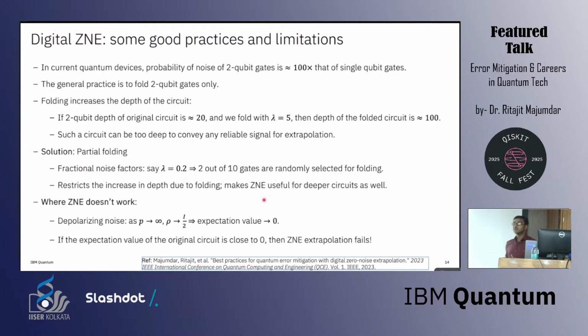Can you do some purification measurement to build up from rho equal to identity by 2 to somewhere? Yeah, so that kind of thing can be done here. Not that I can think of at this point. In practice, perhaps no. And there is no immediate solution to this. If your original circuit has an ideal expectation value which is very close to 0, ZNE is not going to work.